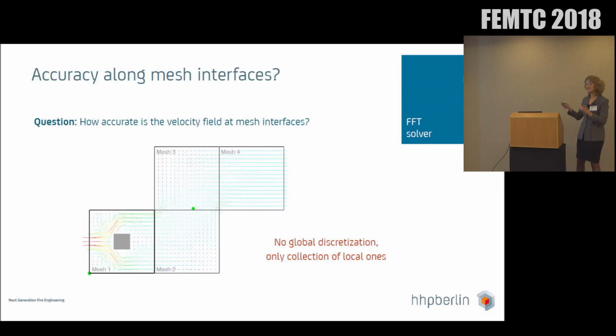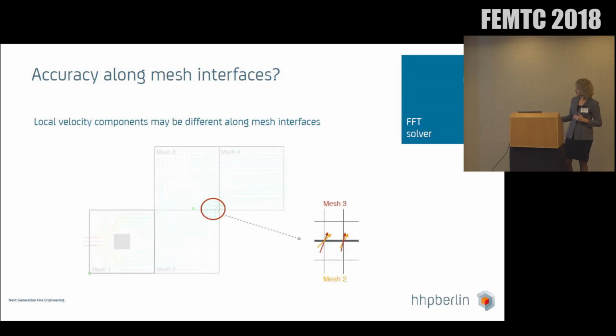Now let's have a look at the resulting flow field. Remember, we only have local discretizations. So how accurate can it be? Have a look at this special position here at the transition between mesh 2 and mesh 3. Because we only have local discretizations and we don't have the correct boundary conditions there, there might be an inconsistency between the single flow fields.